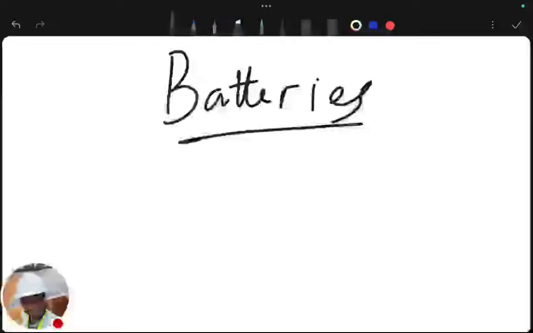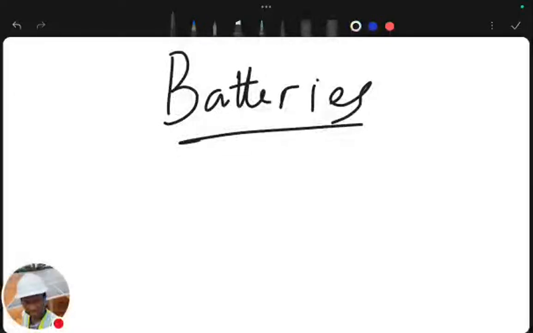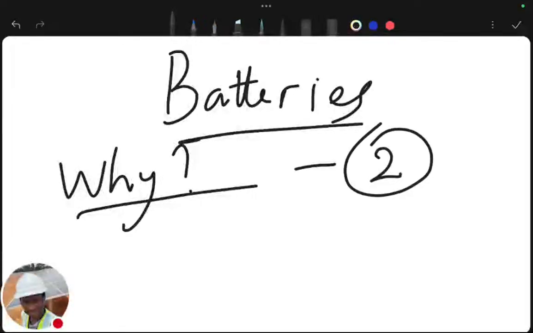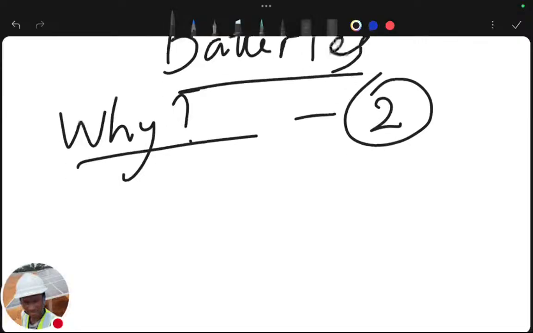I don't expect today's lecture to take very long because there's not really much we want to cover on batteries. So let's just get right into it. You already know what a battery is. Okay, let's talk about why we need a battery in a solar setup. There are basically two reasons why we need a battery. Most people think it's just one.